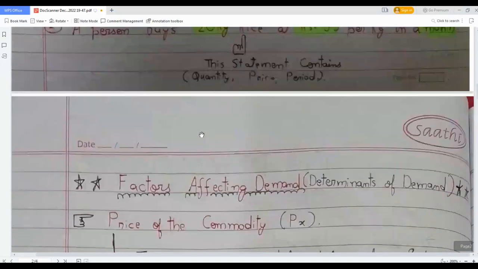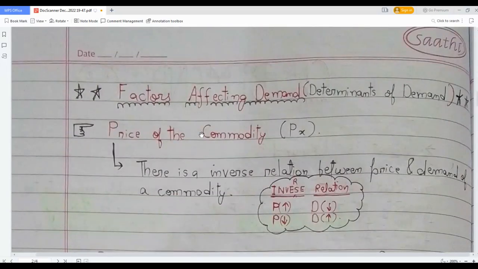Now I'm moving towards the next concept, that is the determinants that affect the demand. Demand is generally affected by five components, and some more components are also given in the books as well as other reference books. But generally, these five components mainly affect the demand of a commodity. As per our syllabus, the first is the price of the commodity, that means the price of that good. Suppose we are purchasing an apple, therefore the price of the apple affects the demand for that apple.